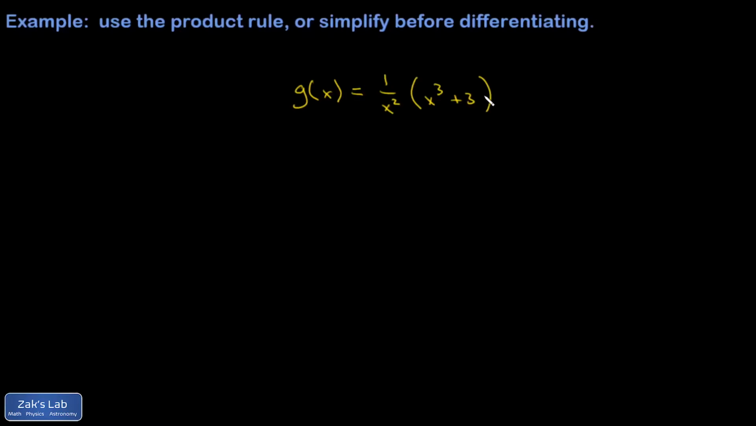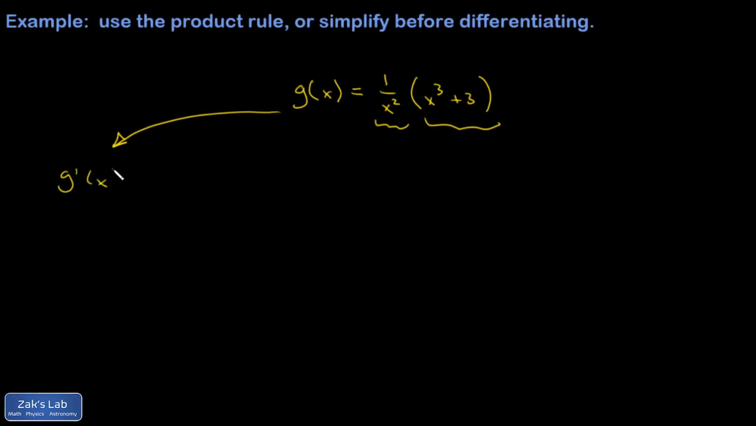In this example, I'm going to compute a derivative in two different ways. So one way to look at this function, g of x equals 1 over x squared times the quantity x cubed plus 3, is that it's a product of two things. It's a product of 1 over x squared and the quantity x cubed plus 3. So I can use the product rule on this. I'll do that over here to the left.